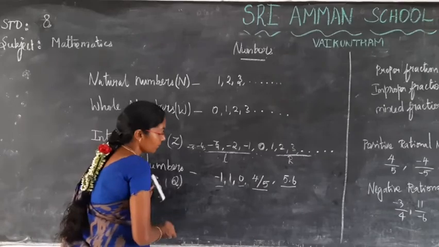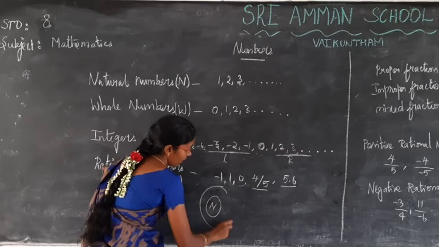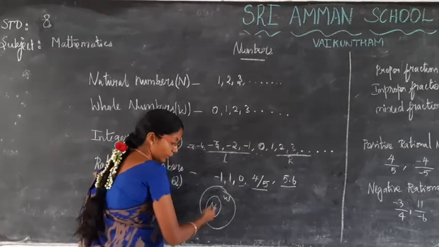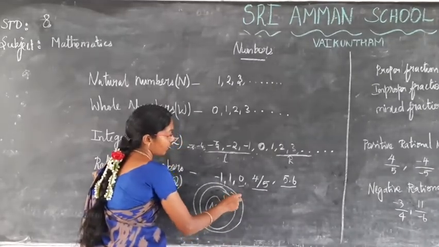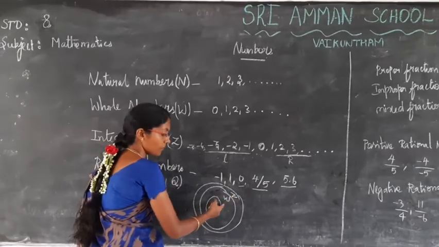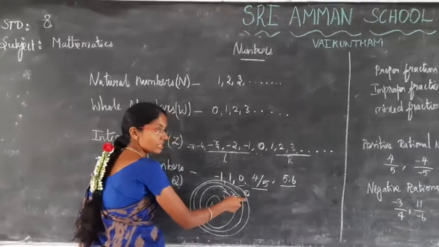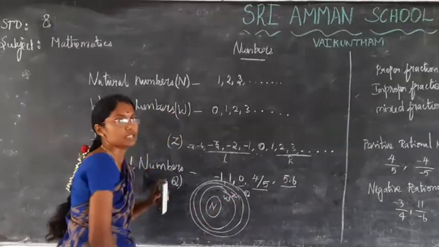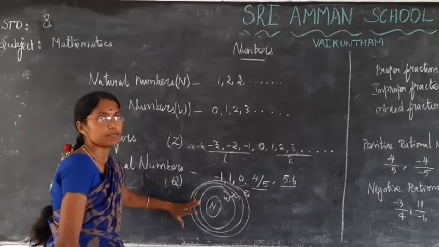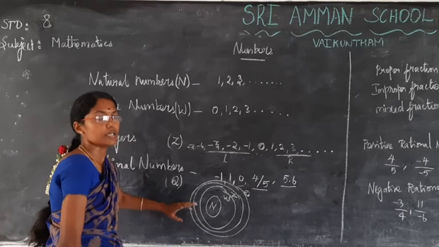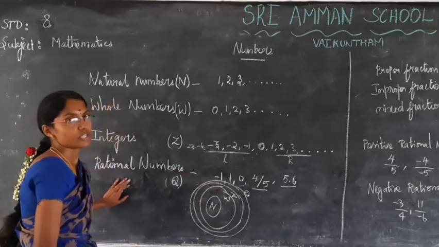So how will you represent this? First, natural numbers and whole numbers. Whole numbers include natural numbers. Integers are represented by the letter Z, and Z includes whole numbers and natural numbers. At last the rational number Q includes integers, whole numbers and natural numbers. So are you clear about it? What is a rational number? Rational numbers include all the numbers: fractional numbers, decimal numbers, integers, whole numbers, natural numbers. Every number is included in rational numbers.